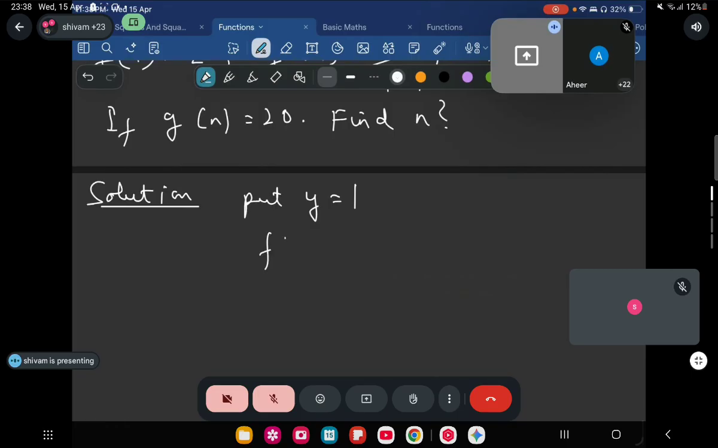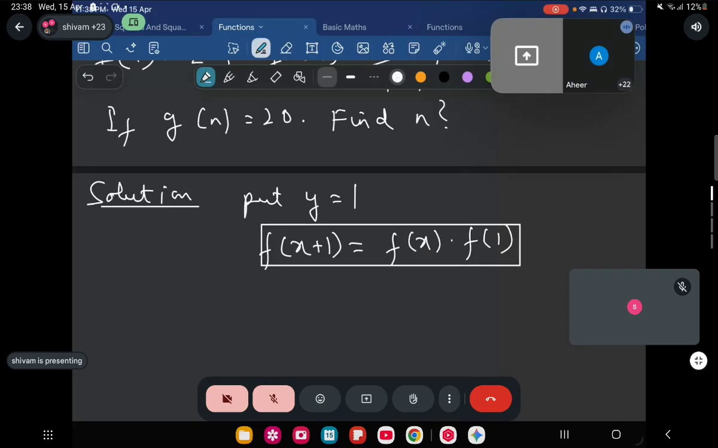Okay, you'll get f of x plus 1 is equal to f of x into f of 1. Okay, everyone pay attention. F of 1 is a constant, right, everyone? What does this suggest to you? Exponential form, like multiplication. Exactly. It is in power. GP, right? Yes, everyone.